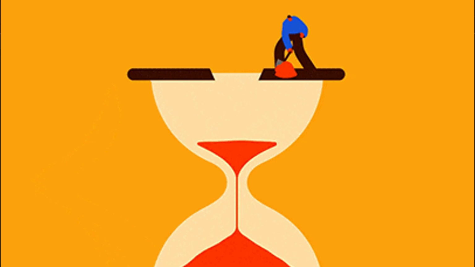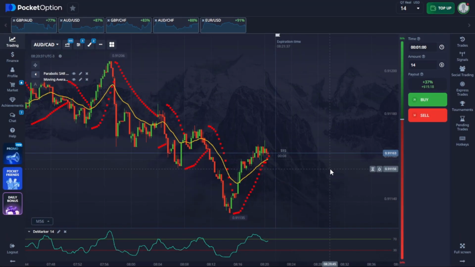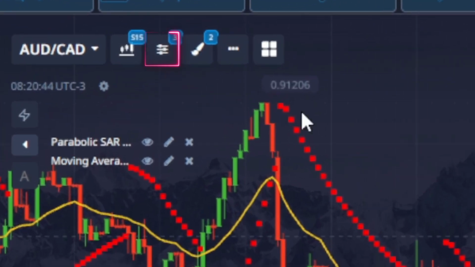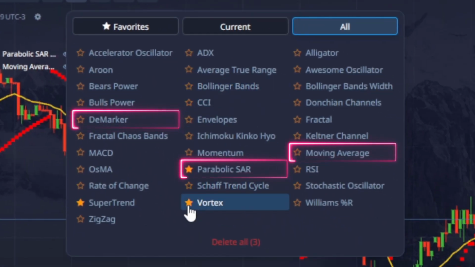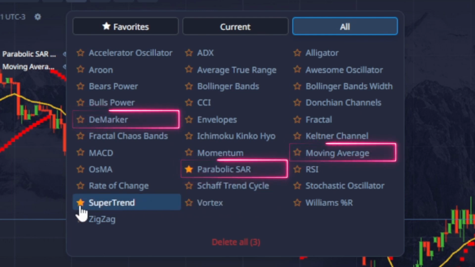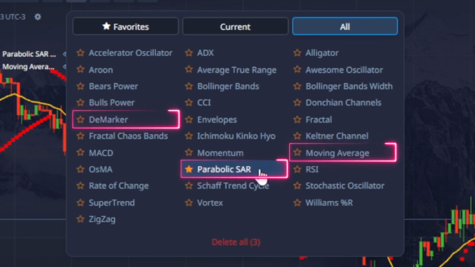That's another strategy. This strategy is similar to the previous one, except we are going to use a combination of several indicators in different configurations. Let's quickly move on to the configuration. Well, three indicators, guys. We're going to use Parabolic SAR, moving average, and DeMarker. Alright, so those are our indicators.